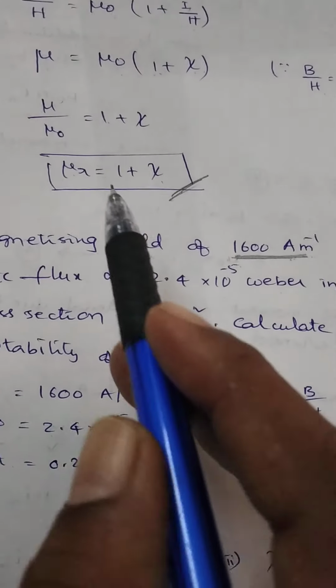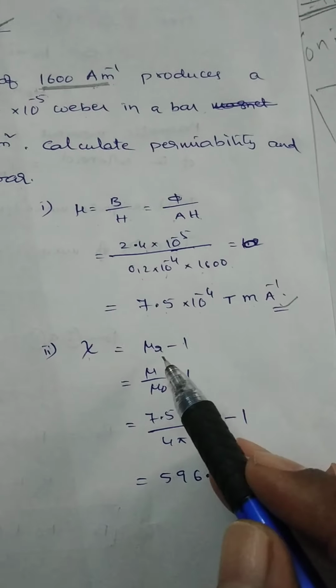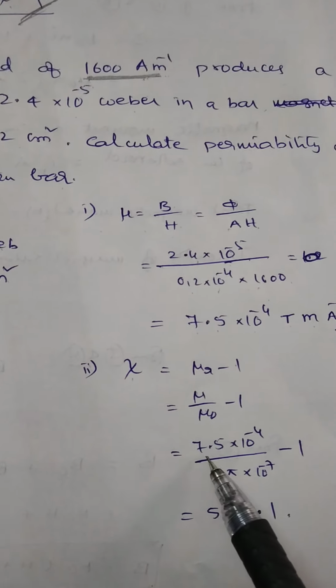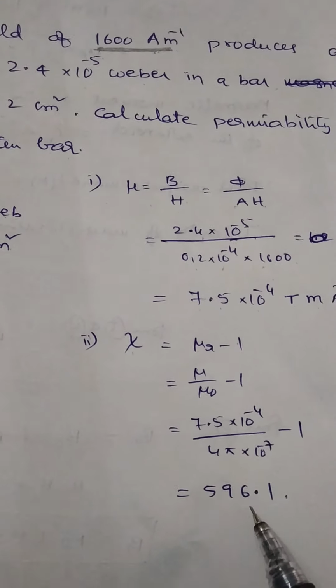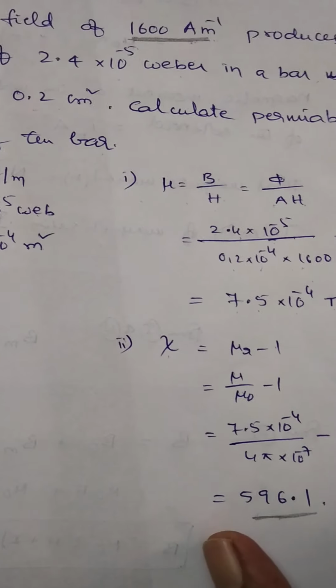And chi is equal to mu r minus 1. Why? Mu r is equal to 1 plus chi, so chi is equal to mu r minus 1. Mu r is also mu by mu naught, so chi is mu by mu naught minus 1, which is 7.5 into 10 power minus 4 by 4 pi into 10 power minus 7, minus 1. Solving it, 596.1. This is the susceptibility. Example 1.